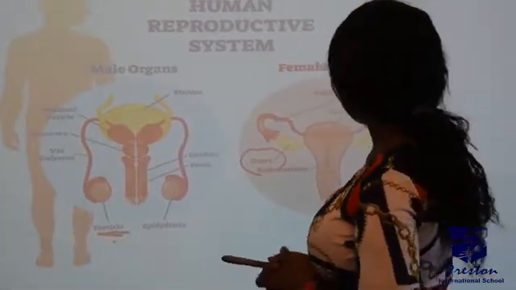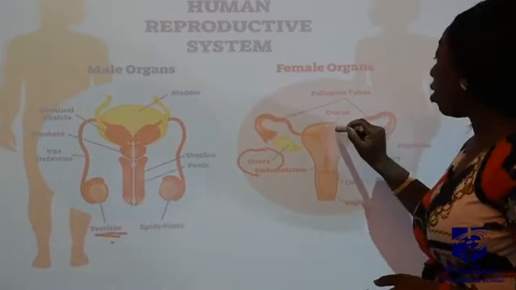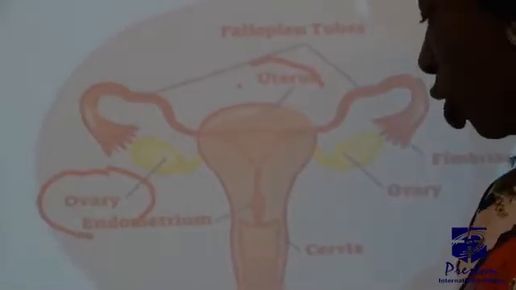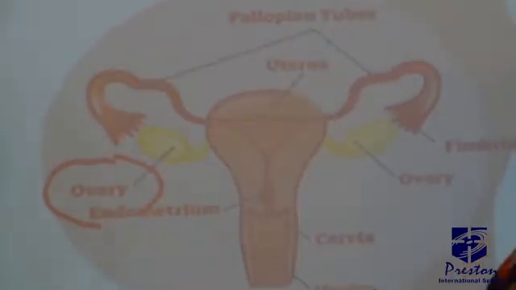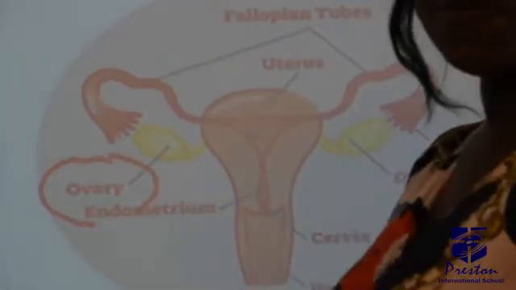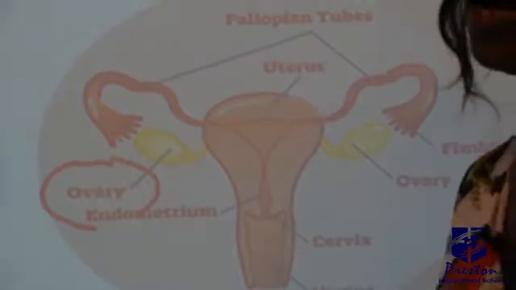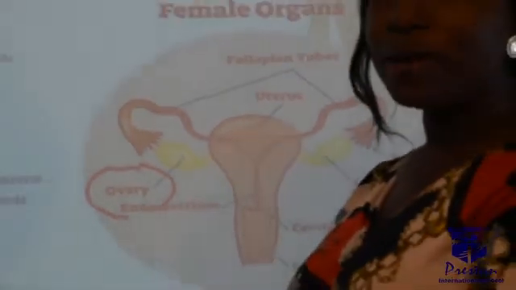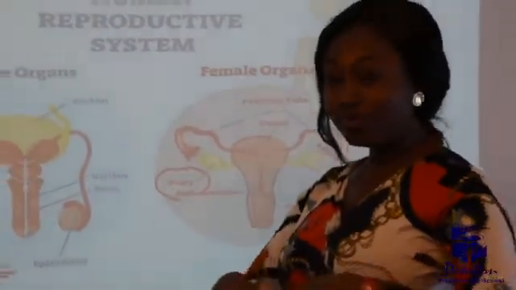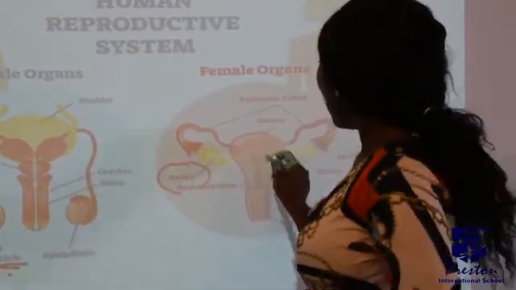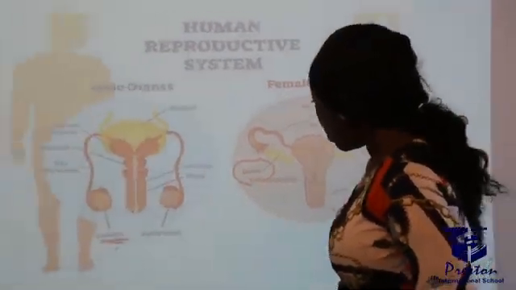Then we also have in the female the womb. It's called the uterus as well. You either call it the uterus or the womb. This is where the baby is implanted for growth. It's in the womb that the pregnant woman supplies nutrients and water to the baby while growing in the womb.